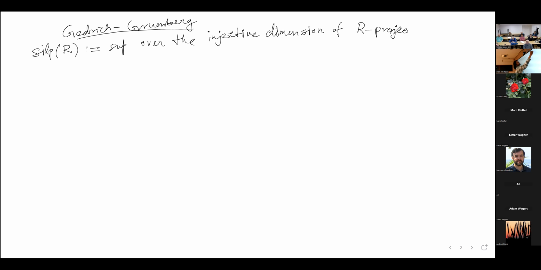Is this too close? Yeah. This is Silp and Spli. You can see this is very closely connected to, for example, commutative algebra, R being Gorenstein. Spli R, but we're not going to say commutative at all in this talk today. Spli R is the supremum over the projective dimension of R injectives.